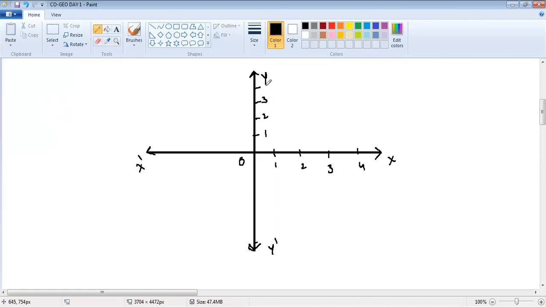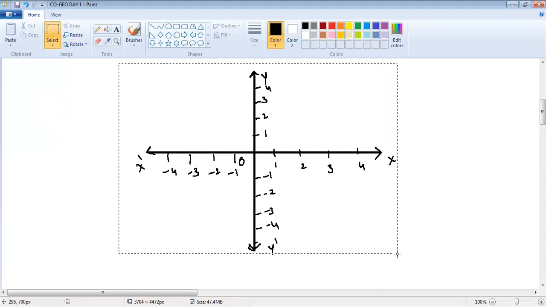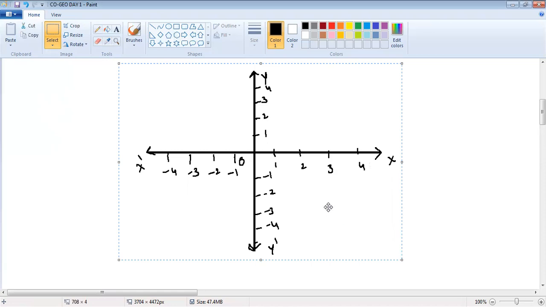1, 2, 3, 4. 1, 2, 3. That's up to our wish. How many we want, we can take. Minus 1, minus 2, minus 3, minus 4. See, this system will help us to locate a point easily.